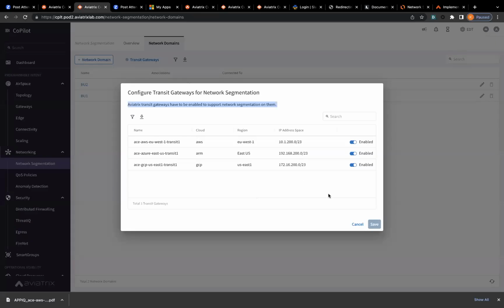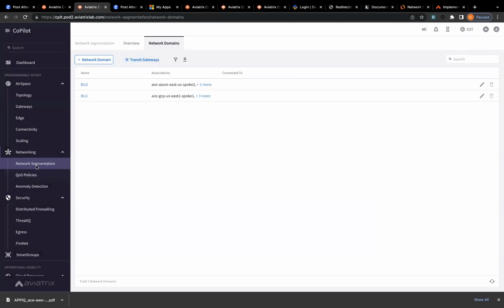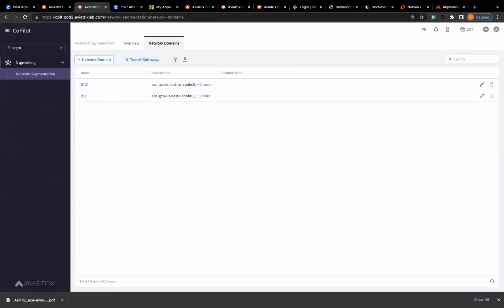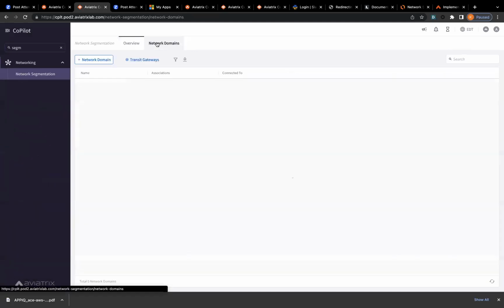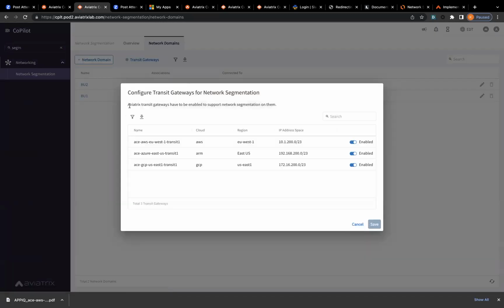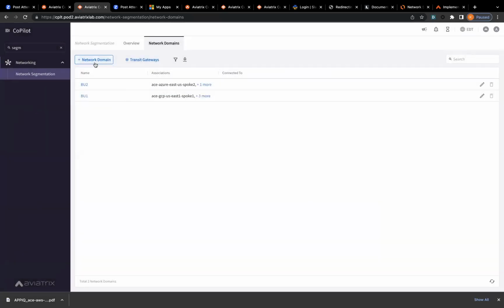Yeah, so this is what I was referring to. You need to enable network segmentation. Again, you go to network domains or network segmentation. By the way, you can search segmentation. And now you're on this page. And then you go to network domains and you enable it. It says v23 transit gateways have to be enabled to support network segmentation. After you do this, you create the network domains.